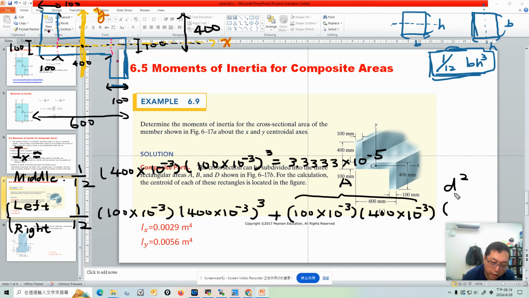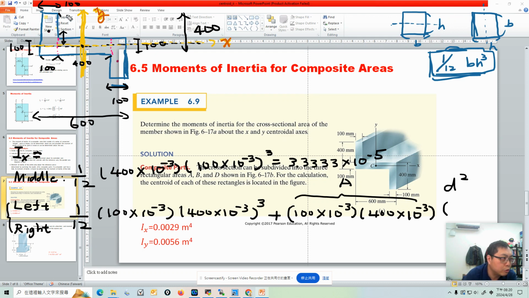So what's your D? D is the distance between your centroid and your rotational axis. Here is the centroid of the left part, so the D is here. What's the distance D? Our rotational axis is here, so we need to know the distance between this rotational axis and the centroid of the left part.